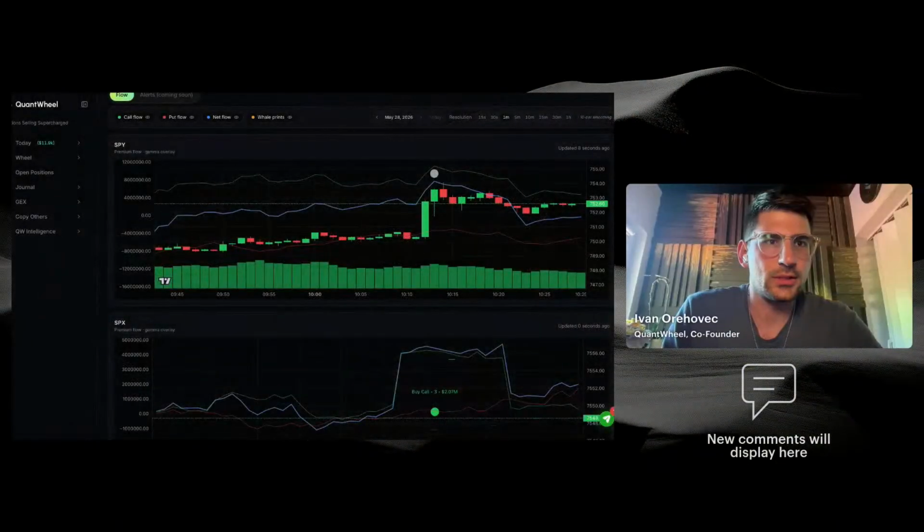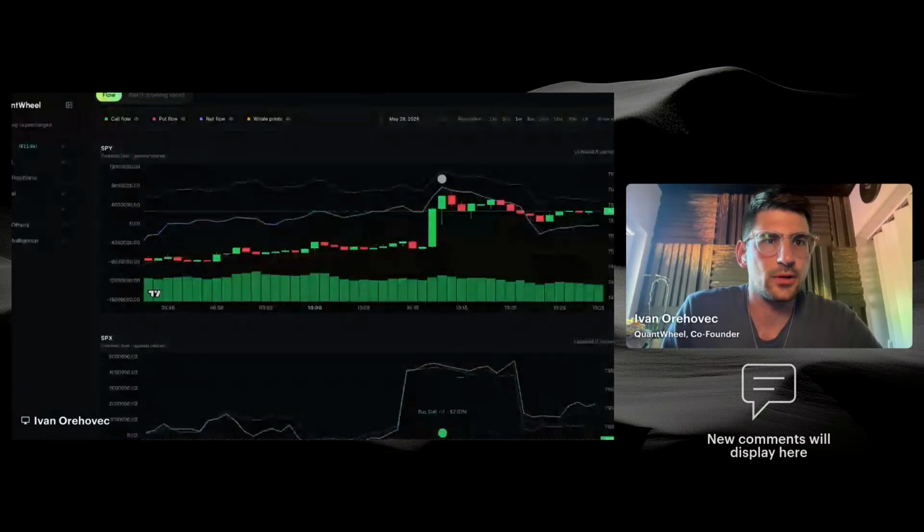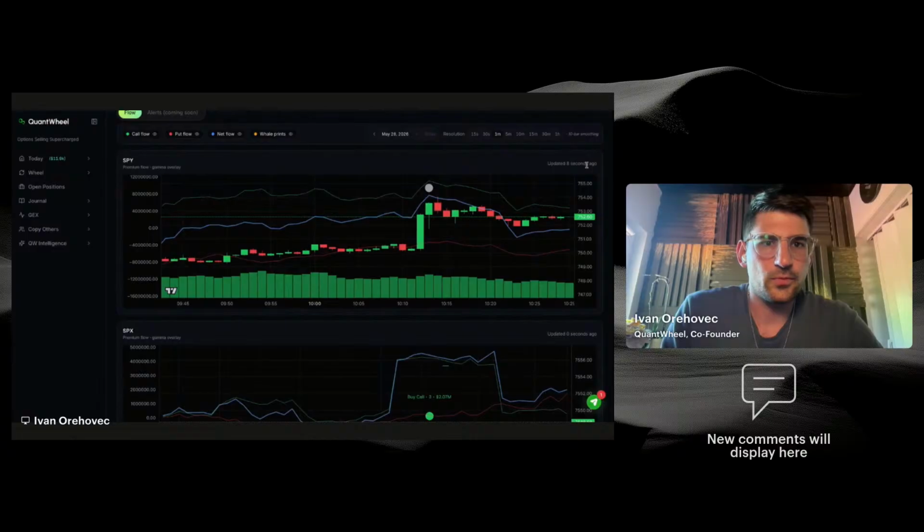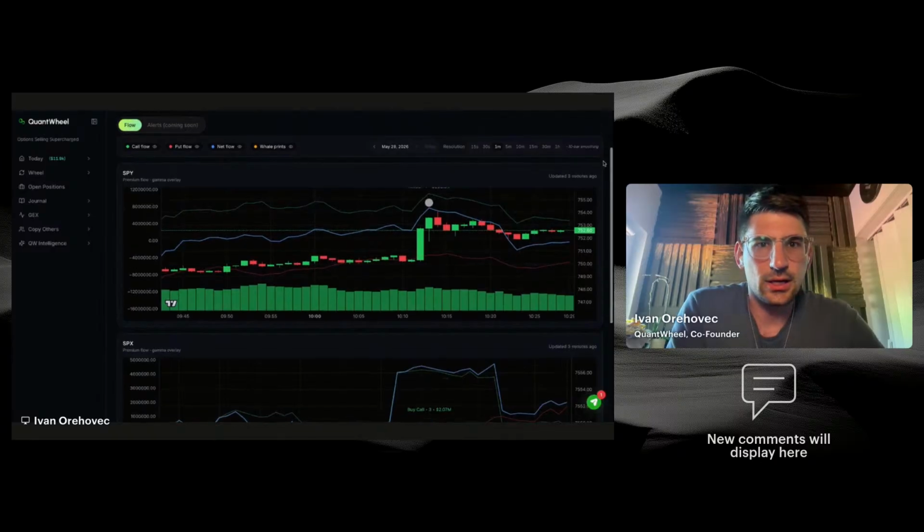All right, so I want to share my screen on a few different things first. Let's go straight into options flow and see what's going on in the market from the options flow perspective. So this, and let me just explain first the different things you see here on the screen.